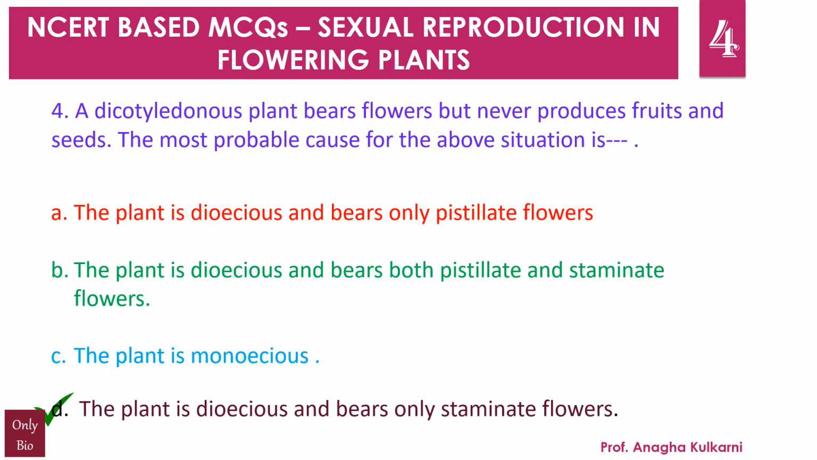So a dicotyledonous plant bears flowers but never produces fruits and seeds. So it definitely has a clue there that it bears flowers which are going to be the male flowers, that is staminate flowers.